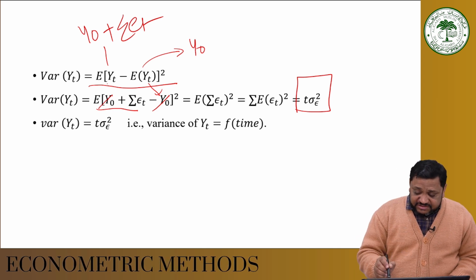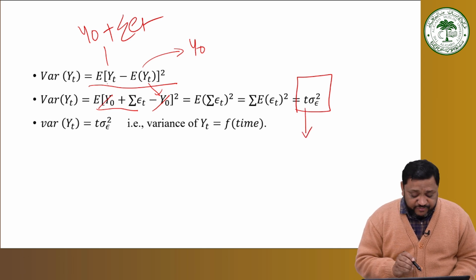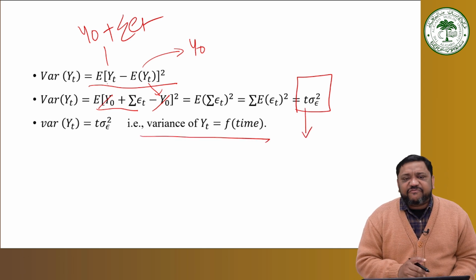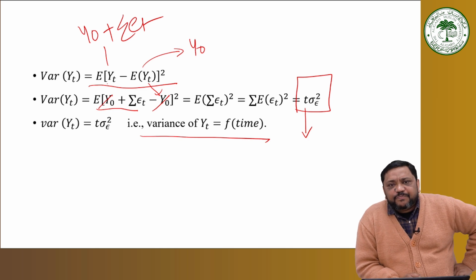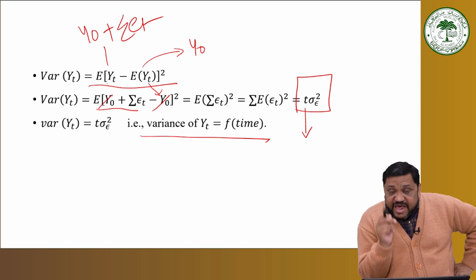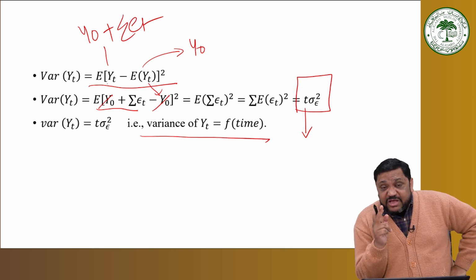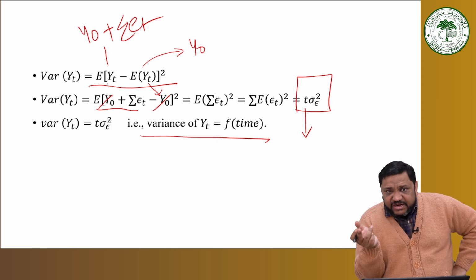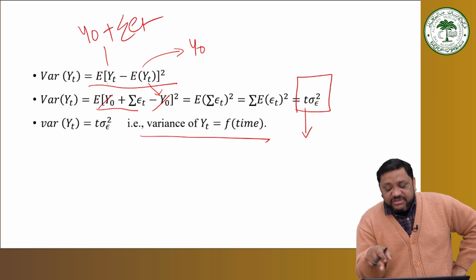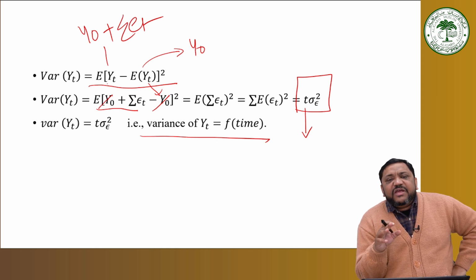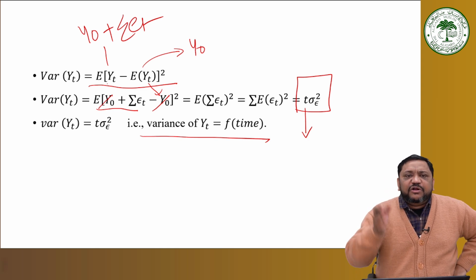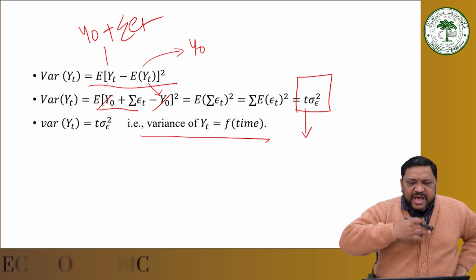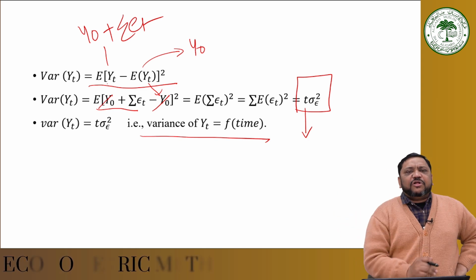So what we can see now is that the element of time is incorporated over here. So we can say that the variance is a function of time. Now, what does stationarity require? Constant mean and constant variance. Okay, fine, constant mean is there. The second condition was constant variance, and what we see over here is that the variance is not constant. There is an element of t associated with it. So as time increases, the variance will also increase.